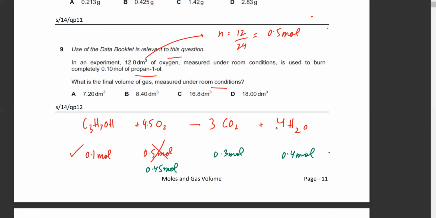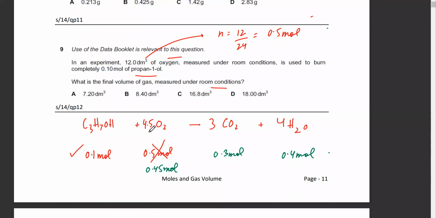Sir, shouldn't you check what's in excess using the volume ratios? Because in the final one, you have to add the excess to the CO2 that's going to be left, as it says final volume. But remember, the volume ratio thing I told you only applies if you're comparing gases. Propanol is not a gas.